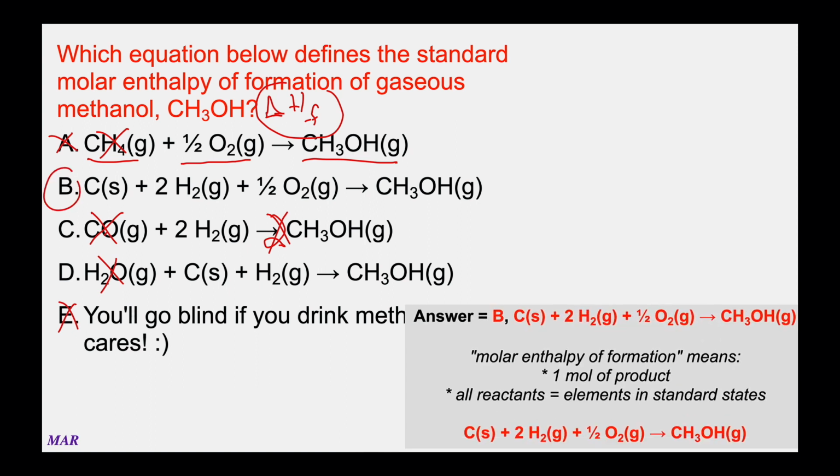So answer B here is the best answer. In this compound, in this equation, we have 1 mole of product, and the reactants are elements in their standard states. So carbon, hydrogen, oxygen are standard: H2 and O2 because they're diatomic. The carbon would be graphite, although it doesn't state that, but that's the cheap version, basically carbon, more common.